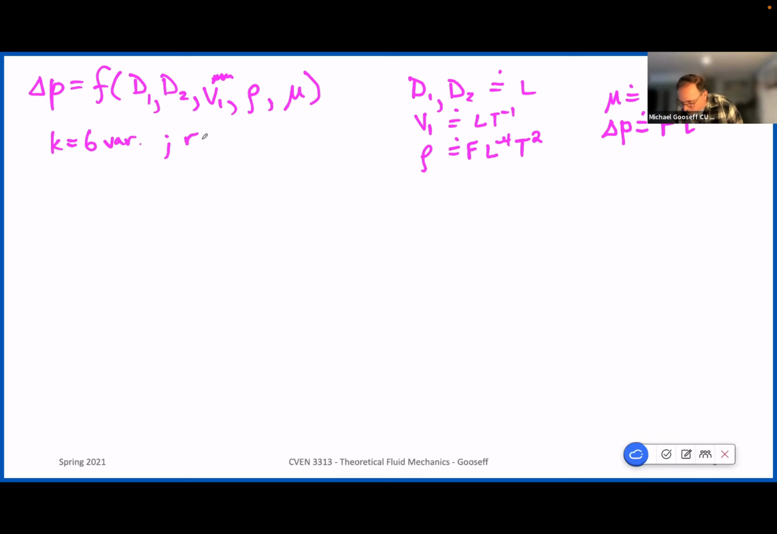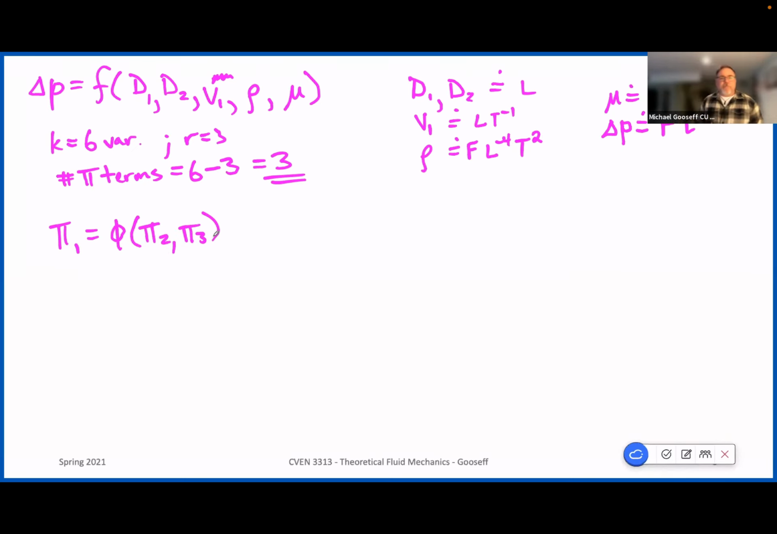And so R equals 3, which means that the number of pi terms is equal to 6 minus 3 equals 3, okay? So we will have some pi 1 is equal to some function of pi 2 comma pi 3, all right? And we've been told that the repeating variables are D1, V, or V1 rather, in this case, and mu.